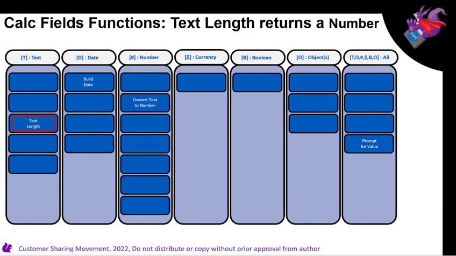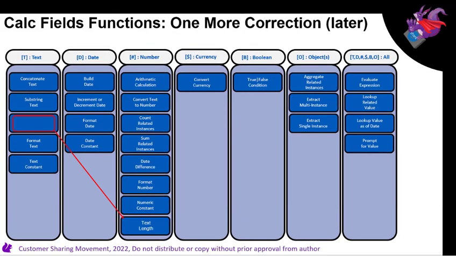This leaves us with only a few functions, of which I want to point out one particular function is in the wrong column. The text length calc field function returns a number, not a text. It calculates on text input, but the return result is a number. Remember, we had also a date difference calc field function that returns a number. It calculates on dates, but it returns a number. After moving the text length function to the number column, this is a more accurate list of calc field functions and what they return, but there is one more correction to be made. We will save this until later as well.